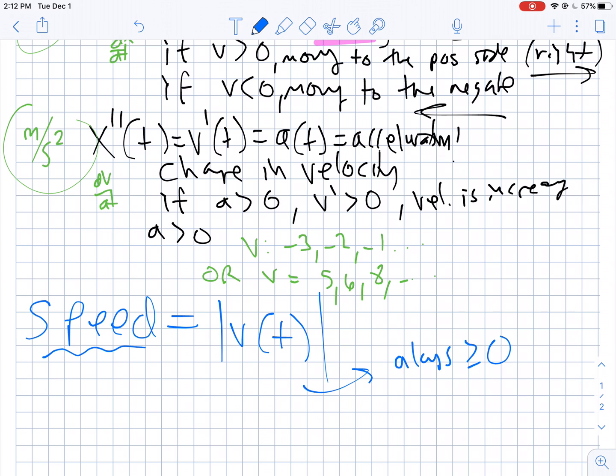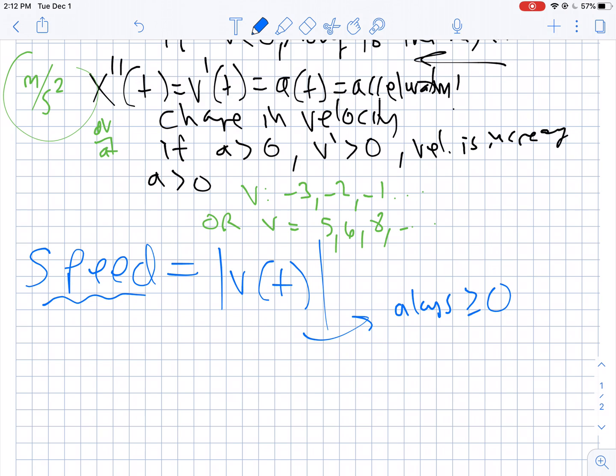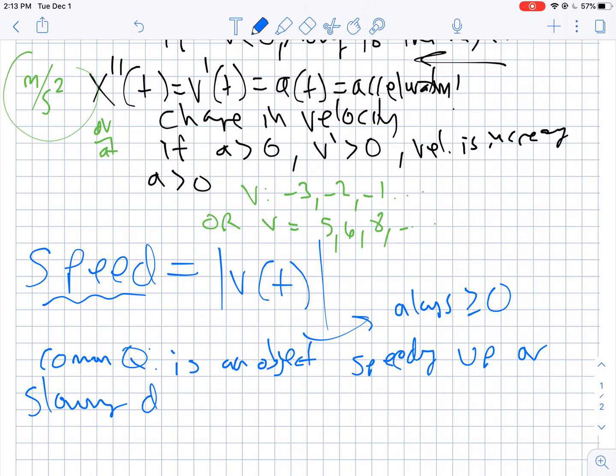Now, there are some questions that revolve around speed, and we're going to talk about that in just a moment. So, here's a common question. I might ask you, is a particle or an object or whatever speeding up or slowing down? Alternatively, what this question is asking is whether that absolute value speed is increasing, or is that speed decreasing?